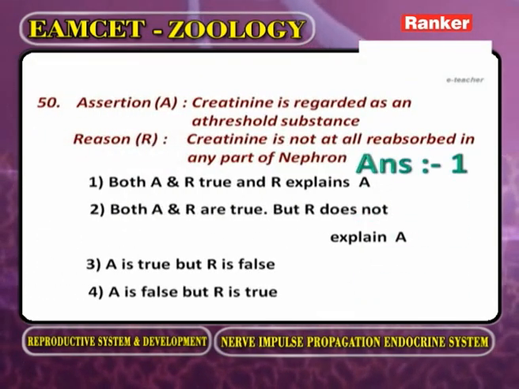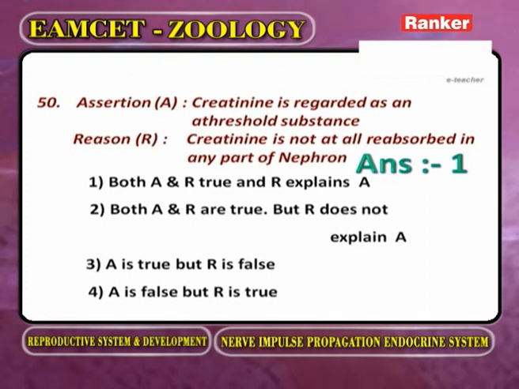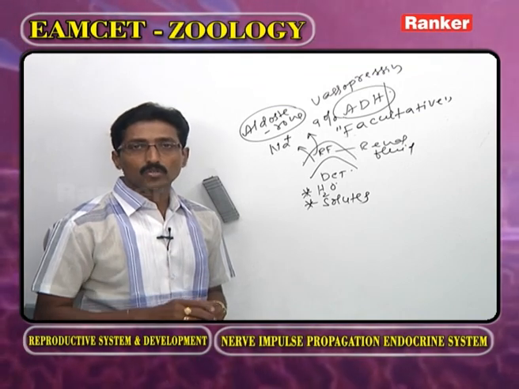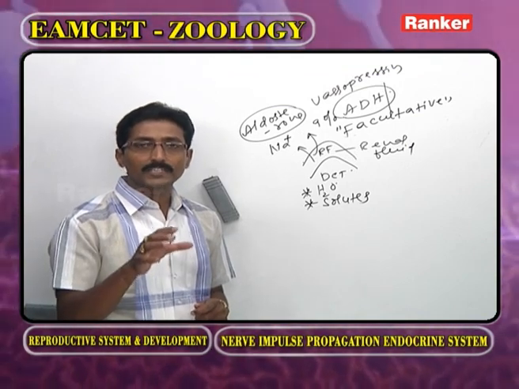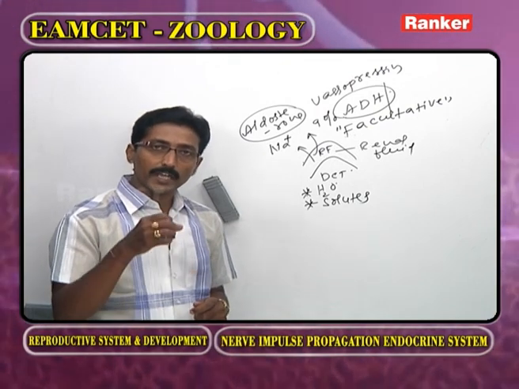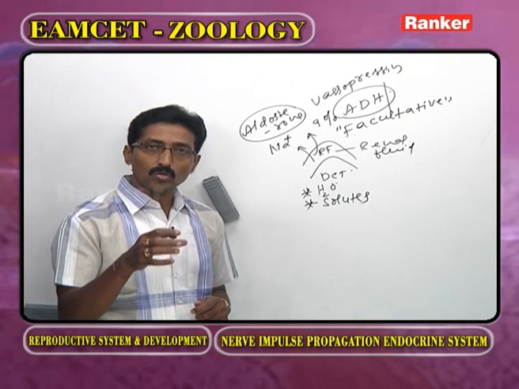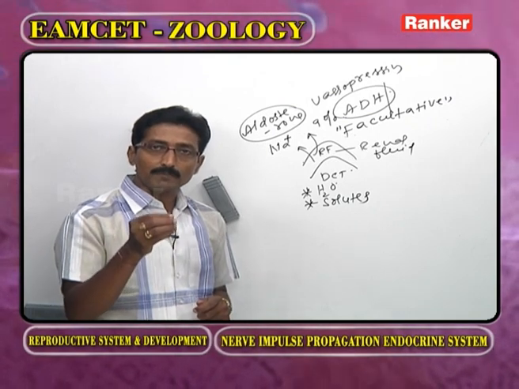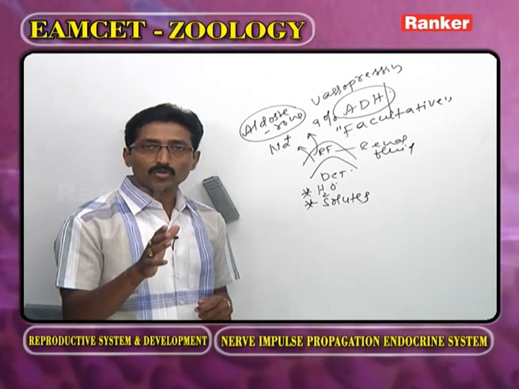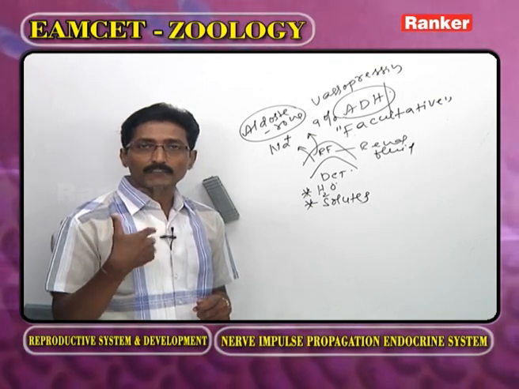Assertion: creatinine is regarded as an athreshold substance. Now we have a good idea: high threshold, low threshold, athreshold. What is meant by high threshold? They are necessary, they must be reabsorbed. What about the low threshold? They are reabsorbed in less quantity. What about the athreshold? They are not necessary for our body.